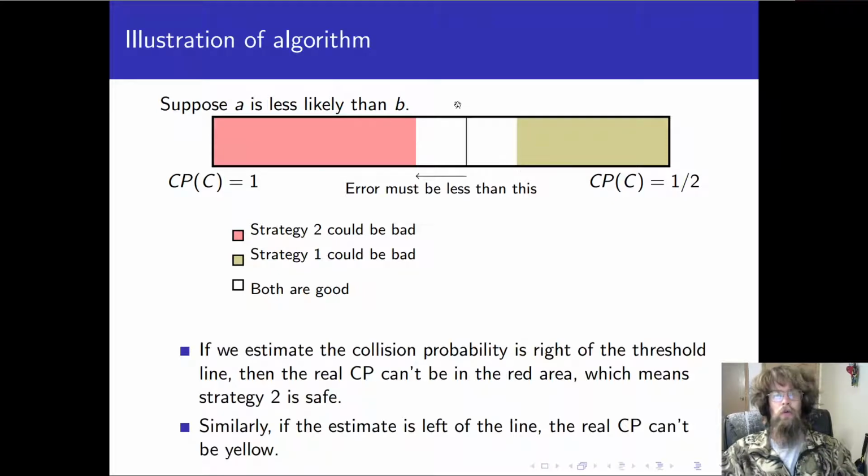And then we set our threshold right here, and we need our estimation error to be small enough that if we're to the right of the threshold, we can't possibly land in the red zone, and if we're to the left of the threshold, we can't possibly land in the yellow zone. And that means that if we're to the right of our threshold, then strategy 2 is perfectly safe. And if we're to the left, then strategy 1 is.